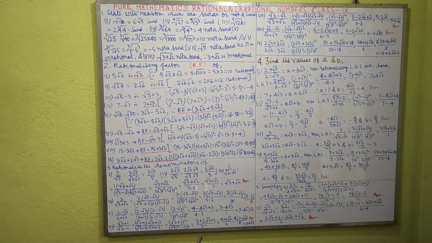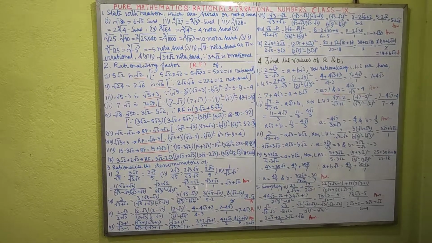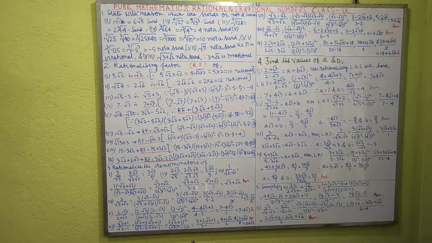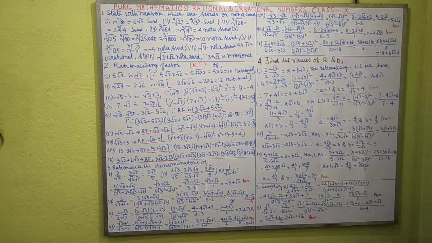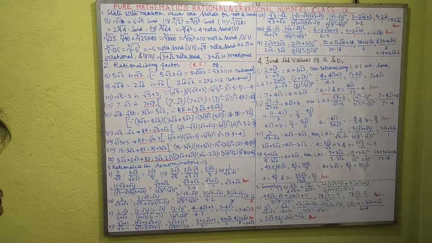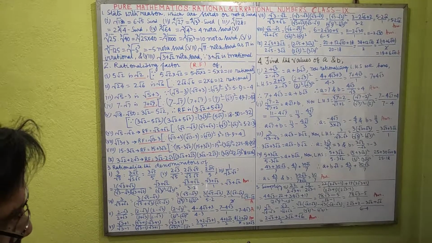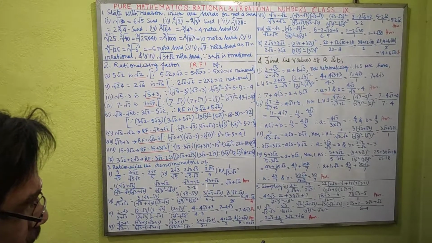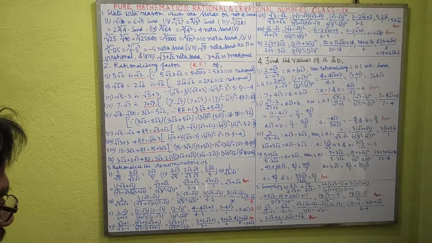Similarly, root 2 by root 6 minus root 2 minus root 3 by root 6 plus 2. Just see these denominators, root 6 minus root 2 and root 6 plus 2, they are complementary surds. So after subtracting, we will get this one, 2 root 3 plus 2 minus 3 root 2 plus root 6 by 6 minus 4, that is 6 minus 4 equals 2.